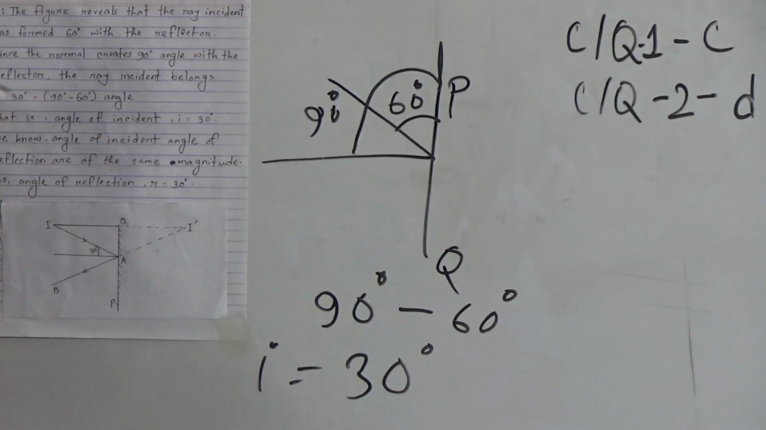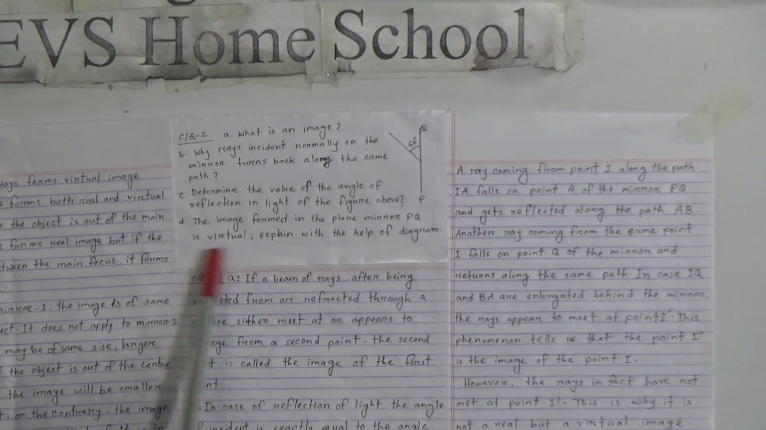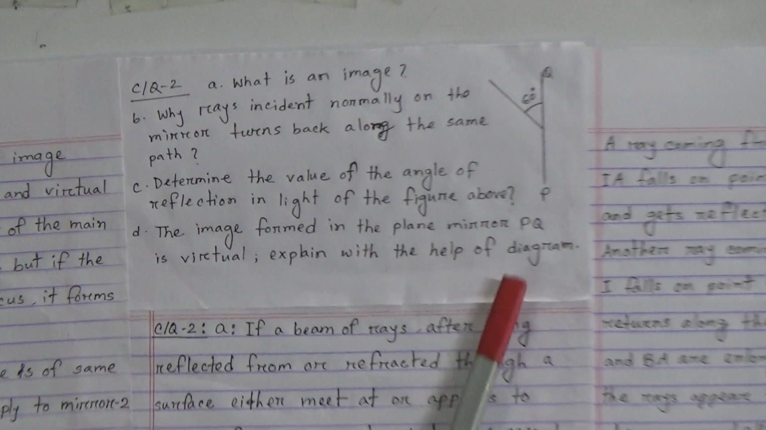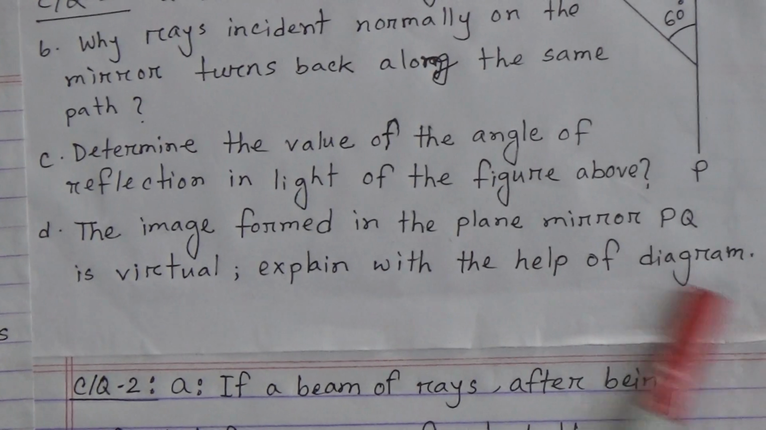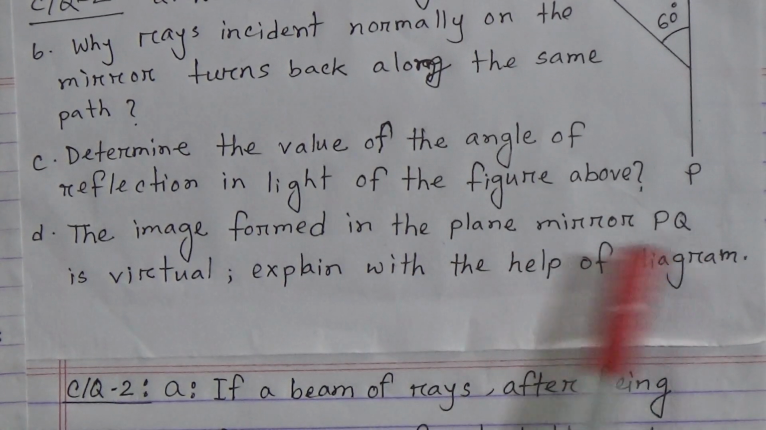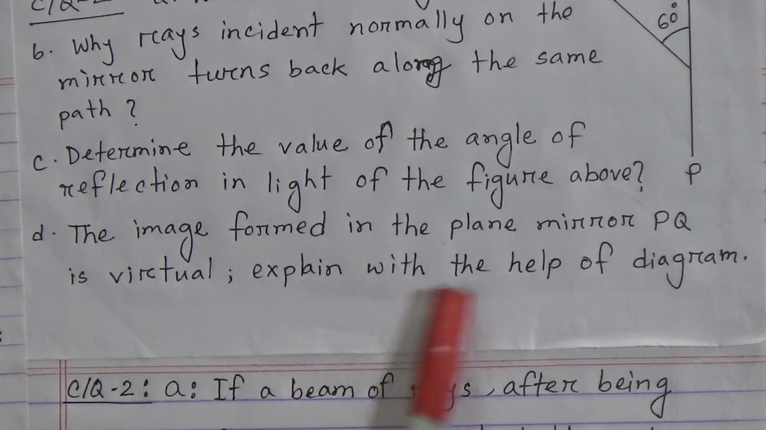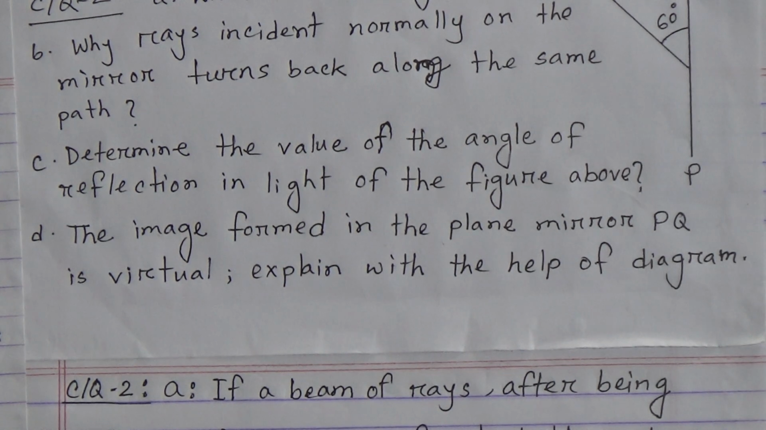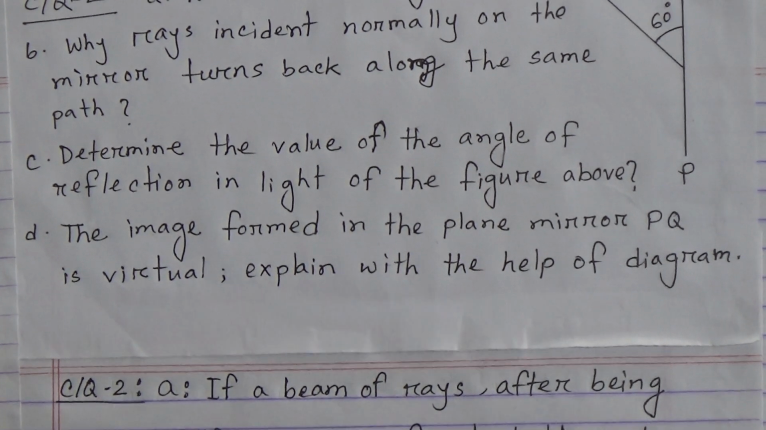Okay, my dear students, now come to question number D. The image formed in the plane mirror PQ is virtual. Explain with the help of a diagram. My dear students, now I will discuss the answer to this question. At first, see this.